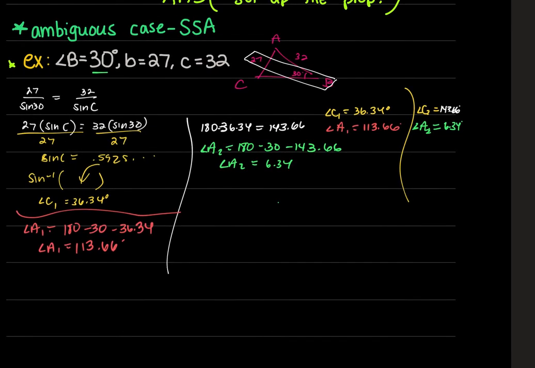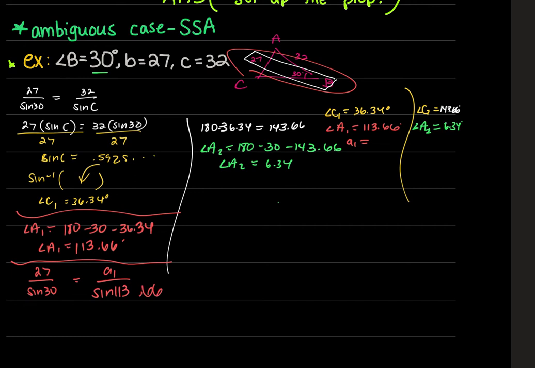And then the last thing I need to find from my first triangle is side A1. So I use the original B's that were given. 27 over the sine of 30 would equal A1 over the sine of 113.66. I'm going to cross multiply: 27 times the sine of 113.66 divided by the sine of 30. And I get A1 equals 49.46.